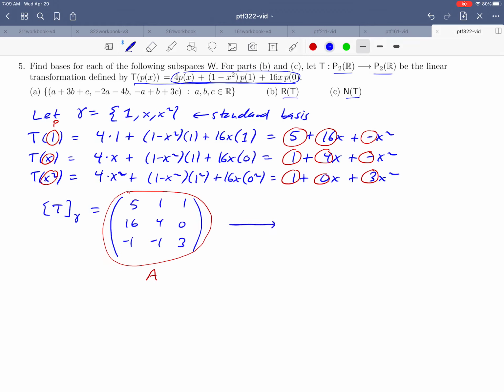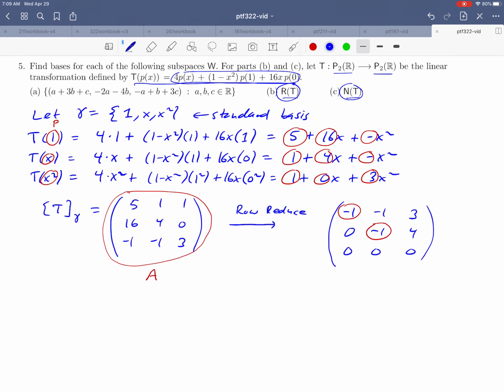The key to finding bases for both the range and the null space is to get an echelon form for this matrix. So if you row reduce this, I'm going to skip over the steps and trust that you could either do those or pull out your calculator or some kind of app and figure out what this row reduced form is. One echelon form of this looks like negative 1, negative 1, 3, 0, negative 1, 4, and then finally 0, 0, 0. We can look at that and see where our pivot positions are in the first and the second column.